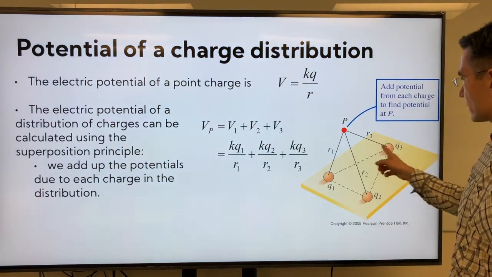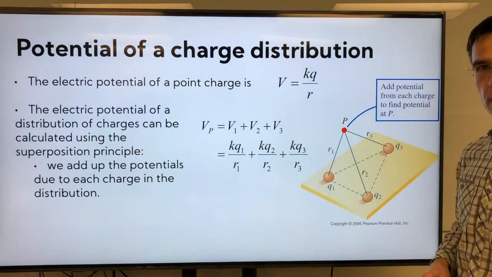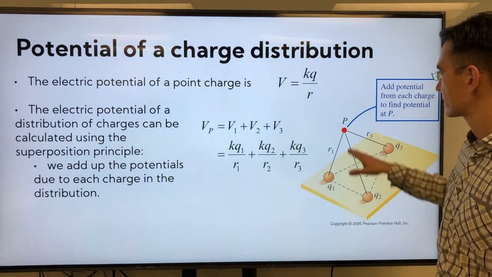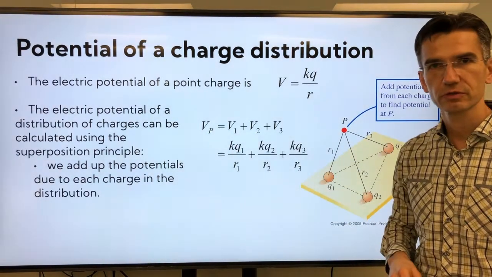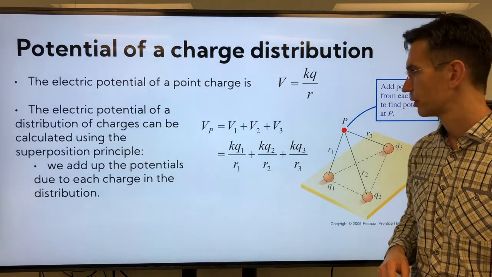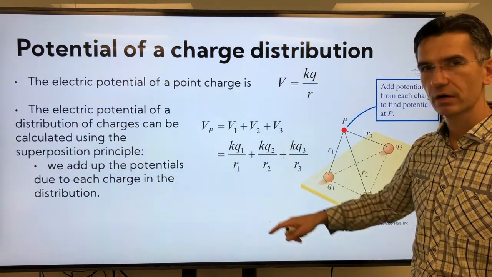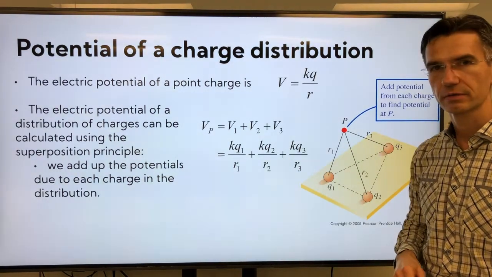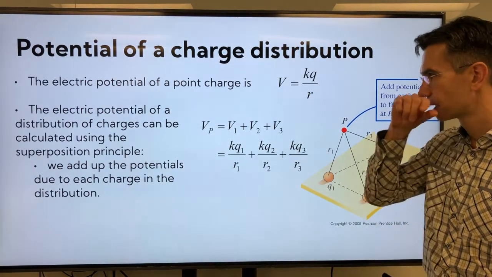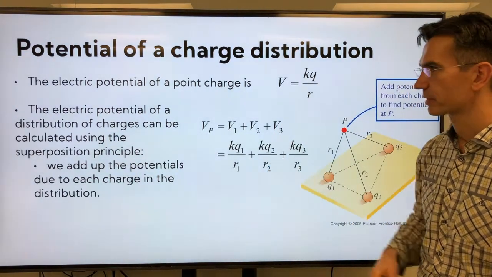If we have a collection of charges, say in this case 3, the total electric potential at some point away from them will be the sum of the electric potentials due to the individual point charges. So then each of them is going to be kQ1 over R1 plus kQ2 over R2 plus kQ3 over R3, and that's our total electric potential. And of course, if you have a much larger number of charges, you'll be summing over all of them.